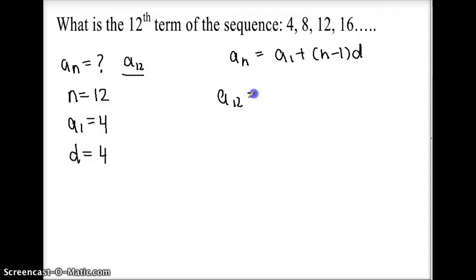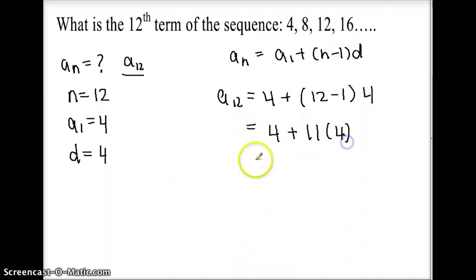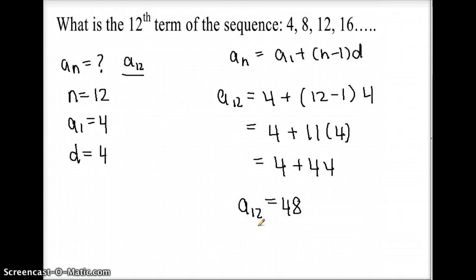So A12 equals 4 plus 12 minus 1 times 4. So we have 4 plus 11 times 4, which equals 4 plus 44, which equals 48. So the 12th term of the sequence, A12, equals 48. So this is our answer.